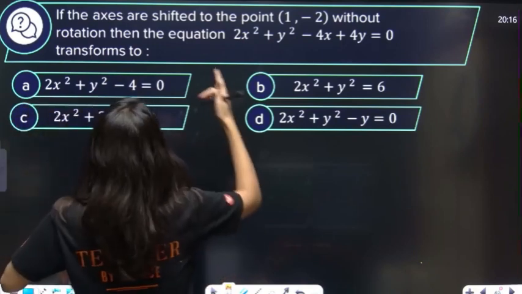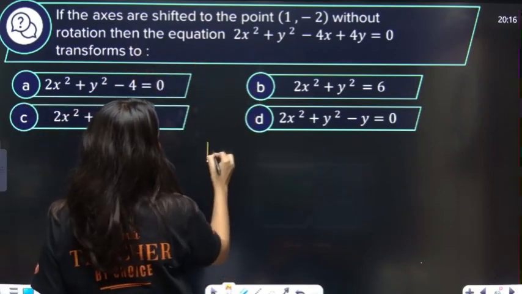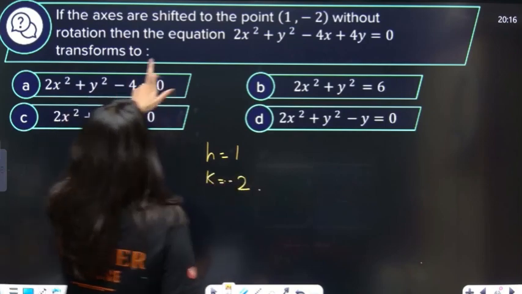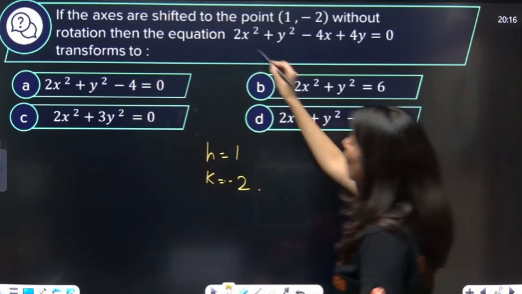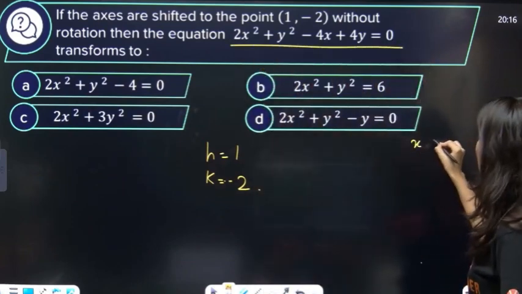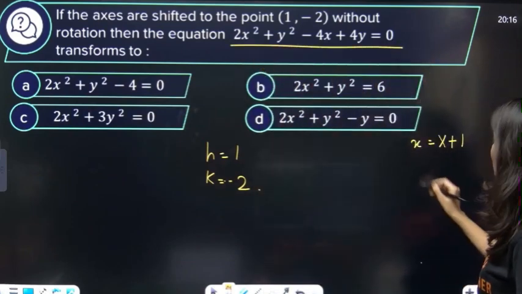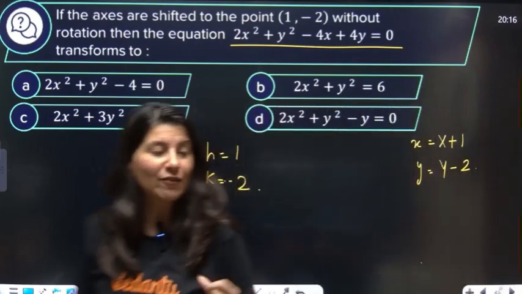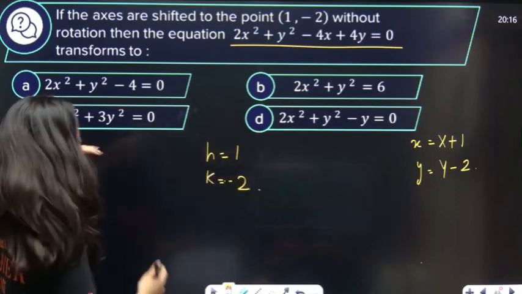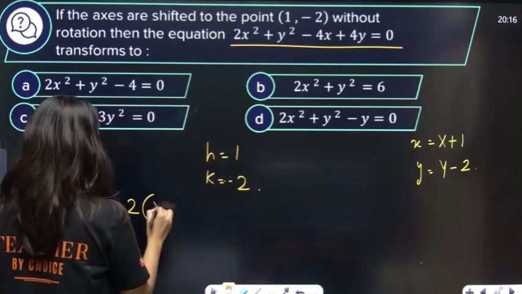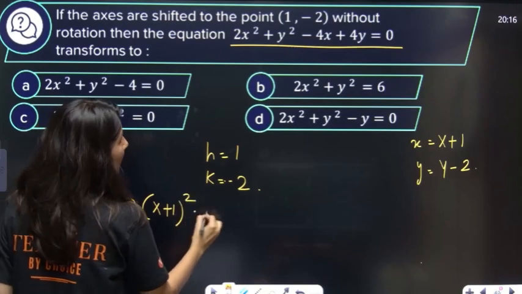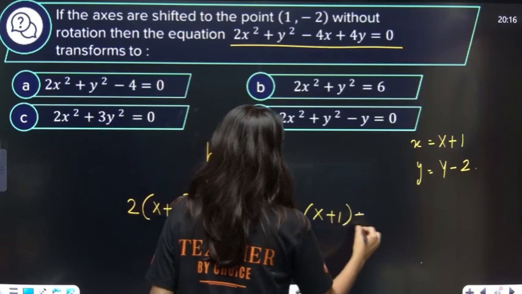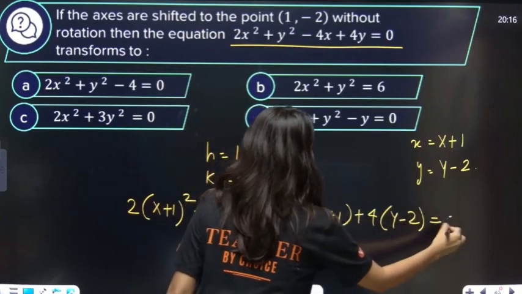So if the axes are shifted to, so h is equal to 1 and k is equal to minus 2. Then the equation, so this is the old equation, right? So x is equal to capital X plus h, h is 1, y is equal to capital Y minus 2. So what you have to do is replace small x by X plus 1 and you are going to get 2 times (X plus 1) whole square plus (Y minus 2) whole square minus 4 times (X plus 1) plus 4 times (Y minus 2) is equal to 0.